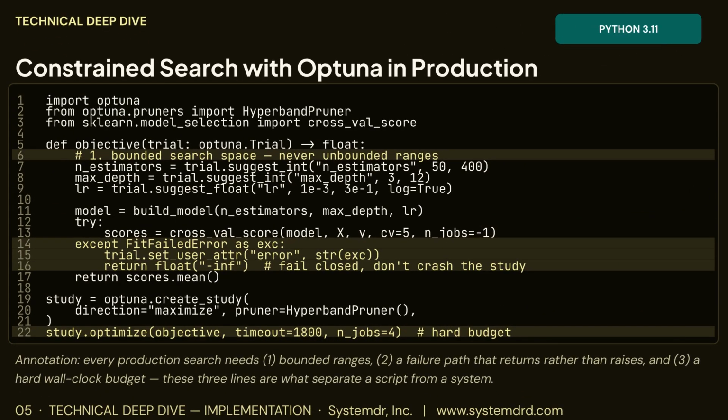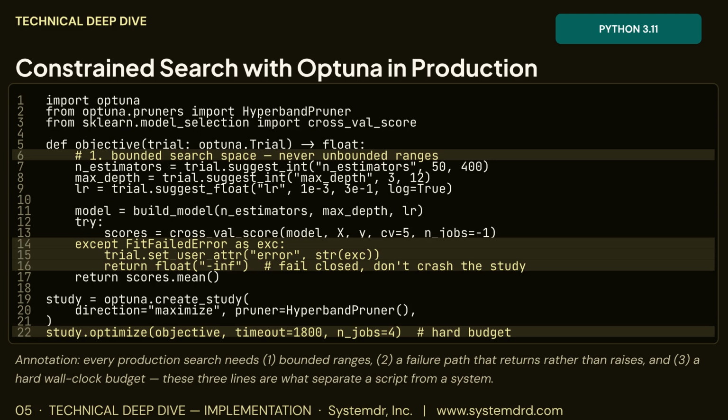Here's a constrained search implemented with Optuna, a widely used define-by-run hyperparameter optimization library. 3 details separate this from a toy notebook script. First, the search space is explicitly bounded. Number of estimators between 50 and 400, max depth between 3 and 12, learning rate on a log scale between roughly 0.1% and 30%.